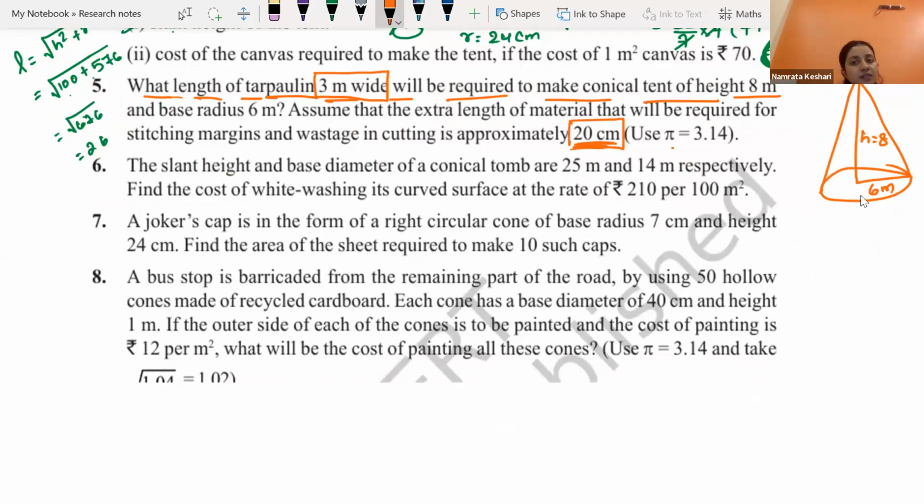Here it is specifically given that pi is 3.14. So we will be using 3.14 over here, instead of 22/7. Please find the curved surface area. First you need to find the L value, and on the basis of the L value you will be finding pi r L. Please do it now.